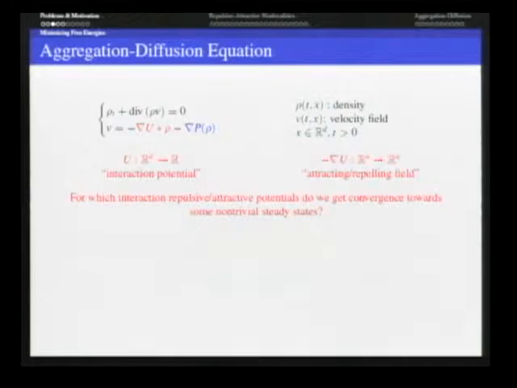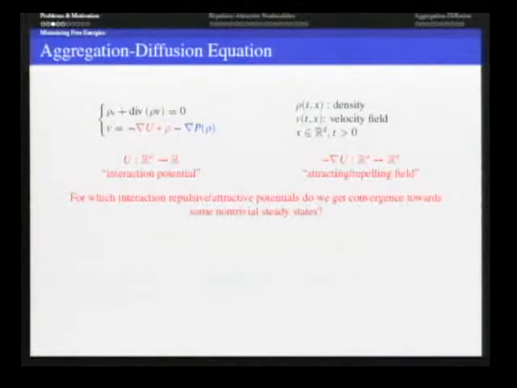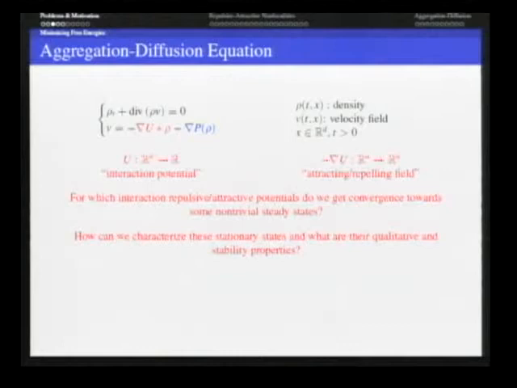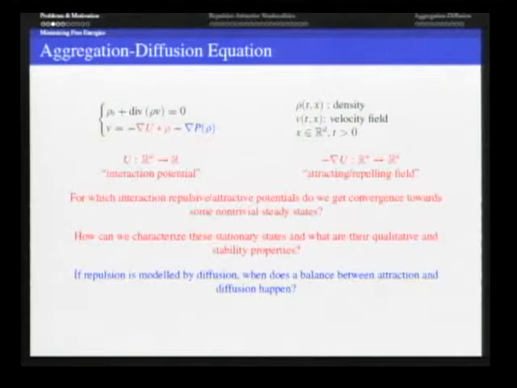So some of the questions I want to discuss along my talk are the following. The first one is: for which interaction potentials, which typically are going to be repulsive in the short range and attractive in the long range, do we have convergence towards some non-trivial steady states? How can we characterize those steady states, and what are the qualitative and stability properties of those steady states? And if the repulsion is modeled by diffusion, when does a balance between attraction and diffusion happen? And what can I say about the balance in those cases? Okay? So these are the three basic questions that I want to discuss along the talk.